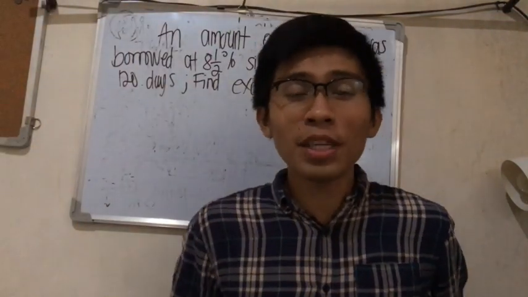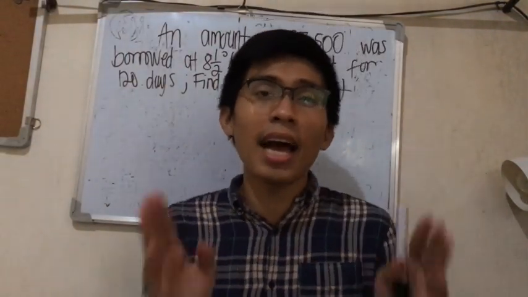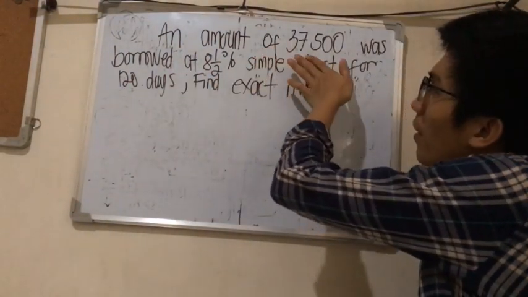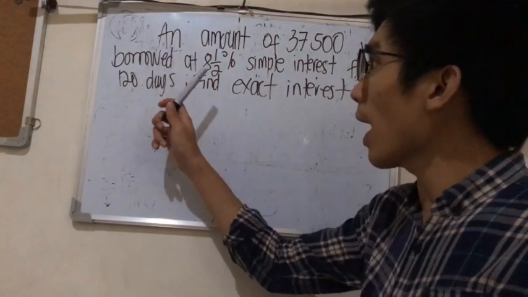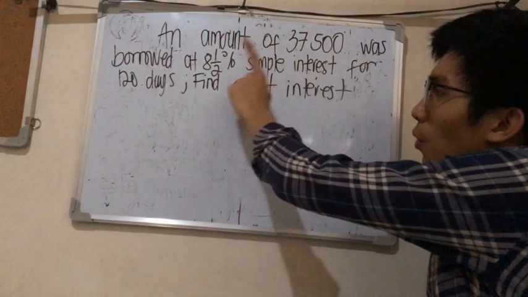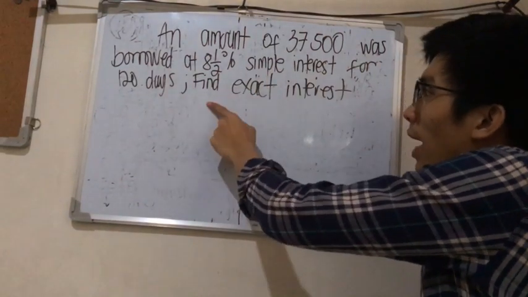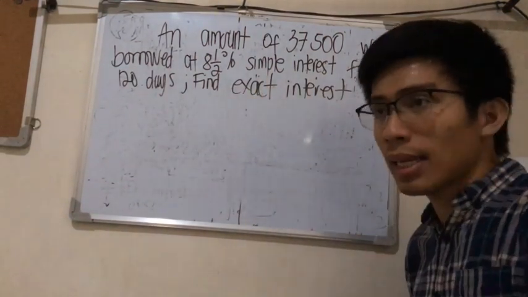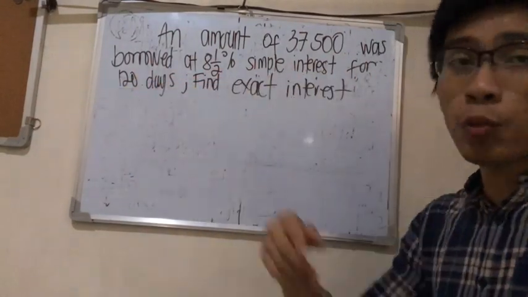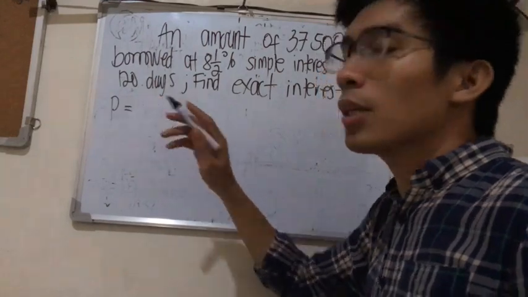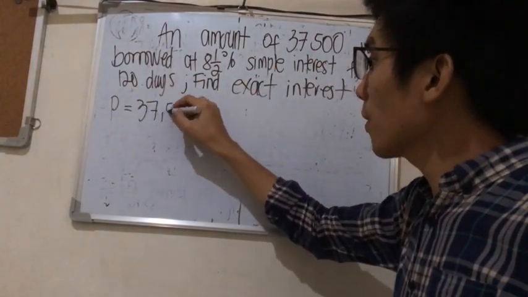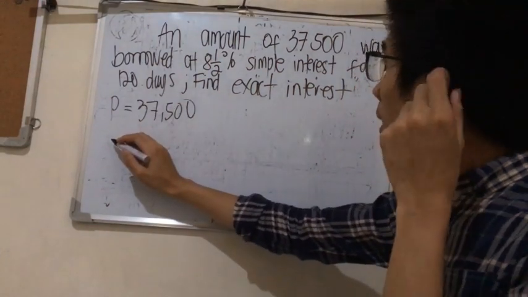Okay, let's solve problems involving interest given that the time is in days. In this example, 37,500 was borrowed at 8.5% simple interest for 120 days. Find the exact interest. Obviously, the given here is time of 120 days. Our P here is the principal amount, the amount that we borrowed, which is 37,500. What is my R?